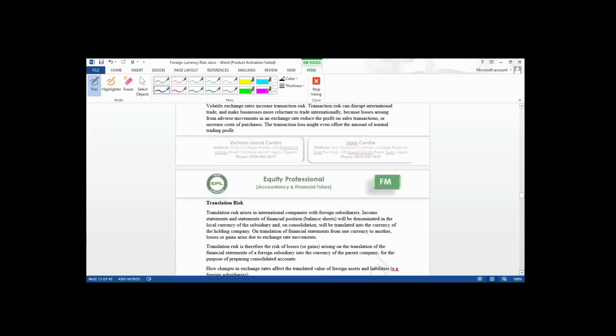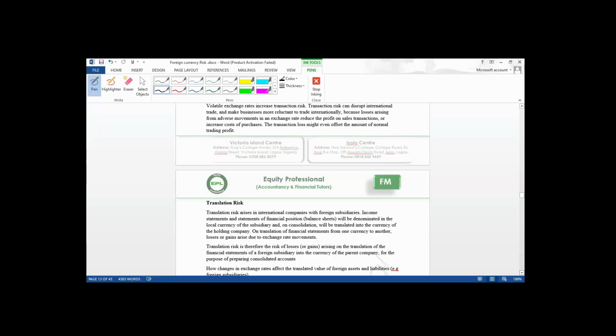Number 2, translation risk or exposure. Translation risk arises in international companies with foreign subsidiaries.